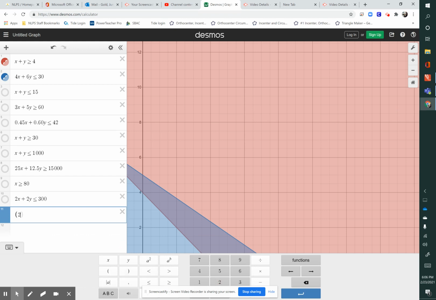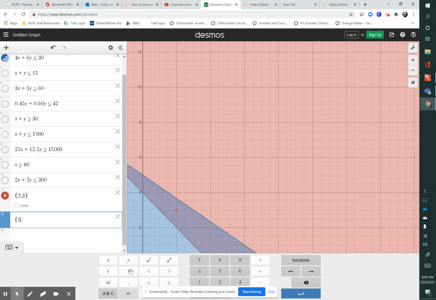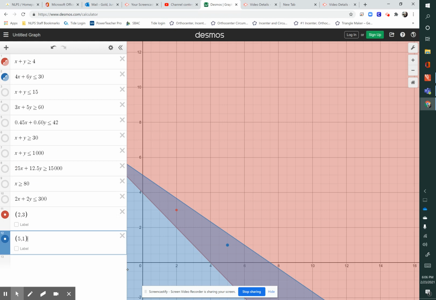Parenthesis, so if she did 2 of the small stones, she could do, I think, 3 of the large stones. There we go. And there's the point (2, 3) right there. That would be a solution. How about if she wanted to get 5 small stones and she wanted to get 1 large stone? Is that within our solution area? And it definitely is. Let's take a look at those 2 points. There they are. So there's our solution area, and there's 2 possible solutions.